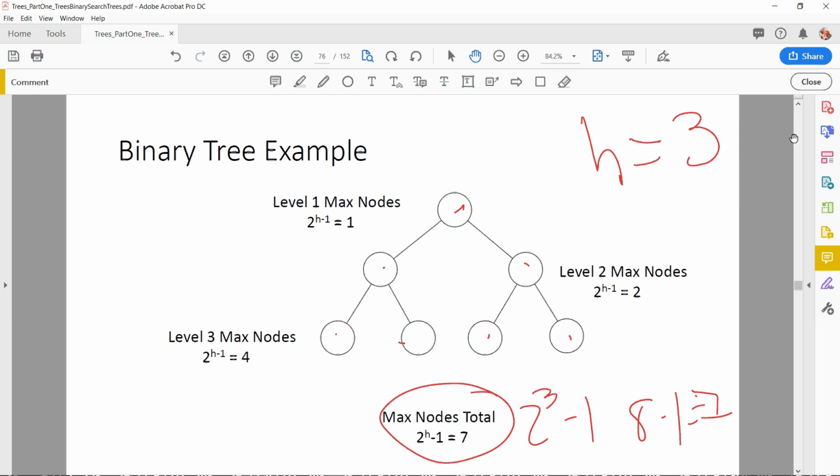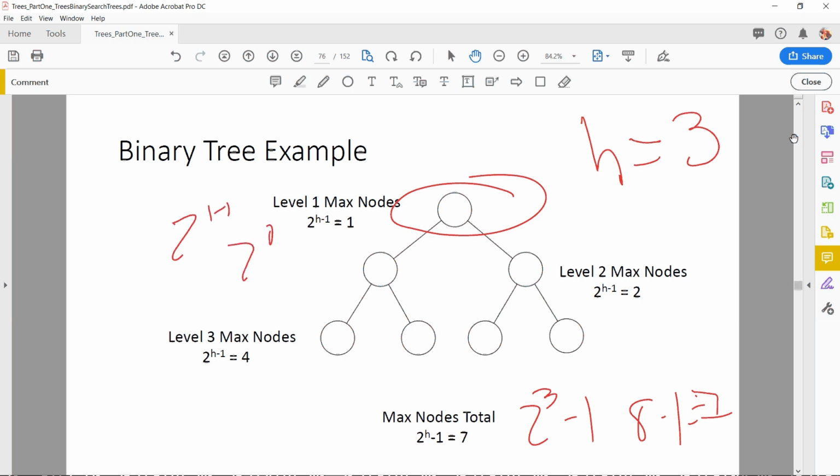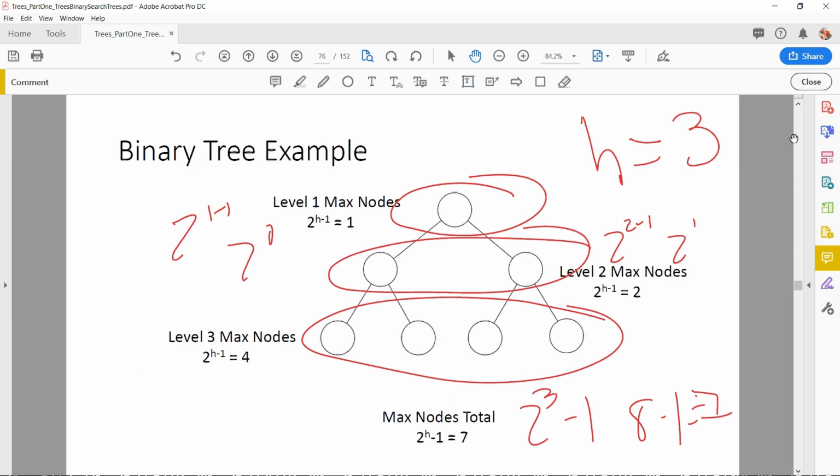Yep. Look at any given level. So this is level 1. Most nodes you can have is 2 to the 1 minus 1, or 2 to the 0, which is 1. Look at level 2. The most nodes you can have is 2 to the 2 minus 1, or 2 to the first, which is 2. And then look at level 3. The most nodes you can have is 2 to the 3 minus 1, or 2 to the 2, which is 4. So a full tree will have exactly that number on each level and in total, but that's also a maximum. For any given tree, that's the most nodes that can be there.